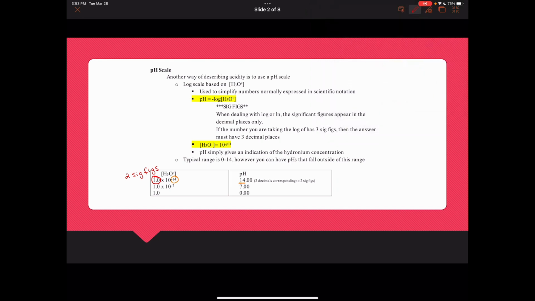My significant figures are coming here in these decimal places. So since my concentration has 2 significant figures, my pH needs to be taken out to 2 decimal places. So just stating 14 would be incorrect. We need 14.00. If my concentration was 1 times 10 to the negative 7th, my pH is going to be 7.00. If my concentration is 1, my pH is going to be 0.